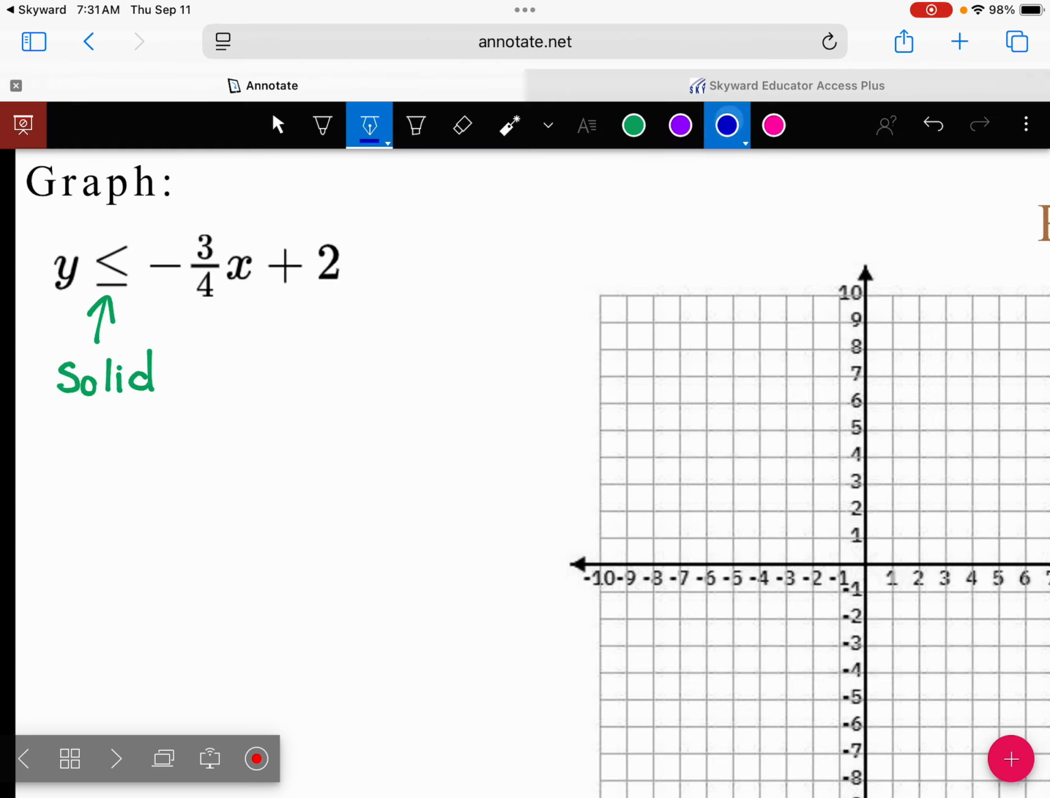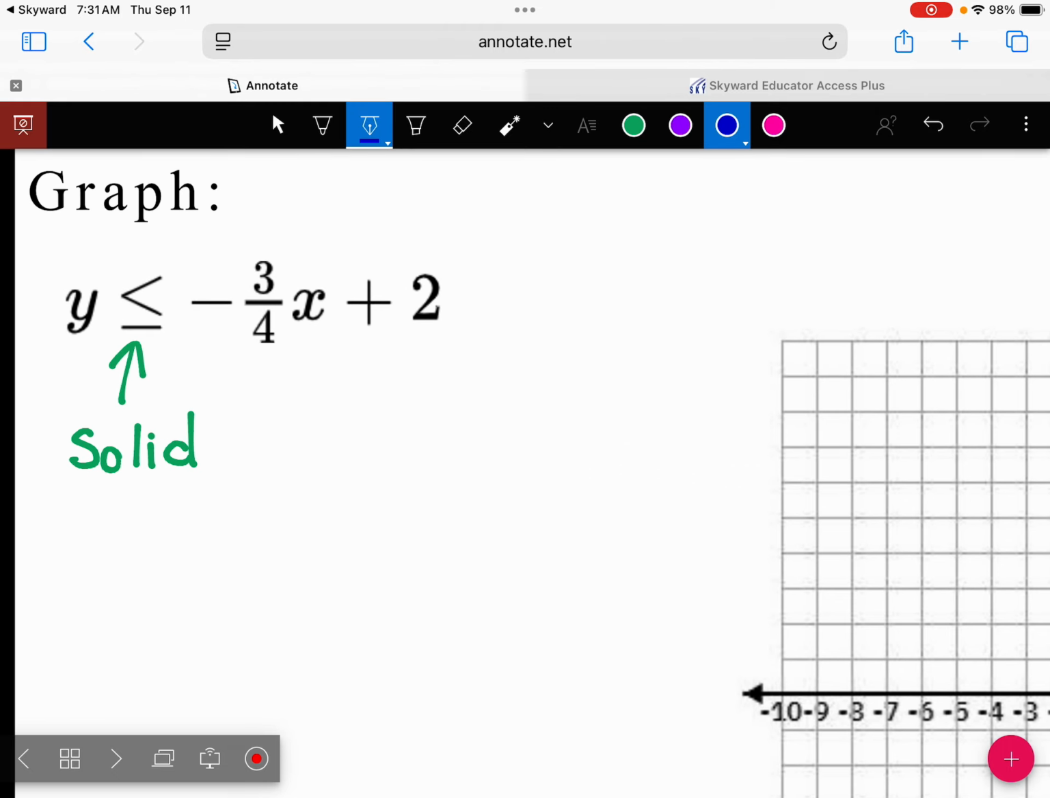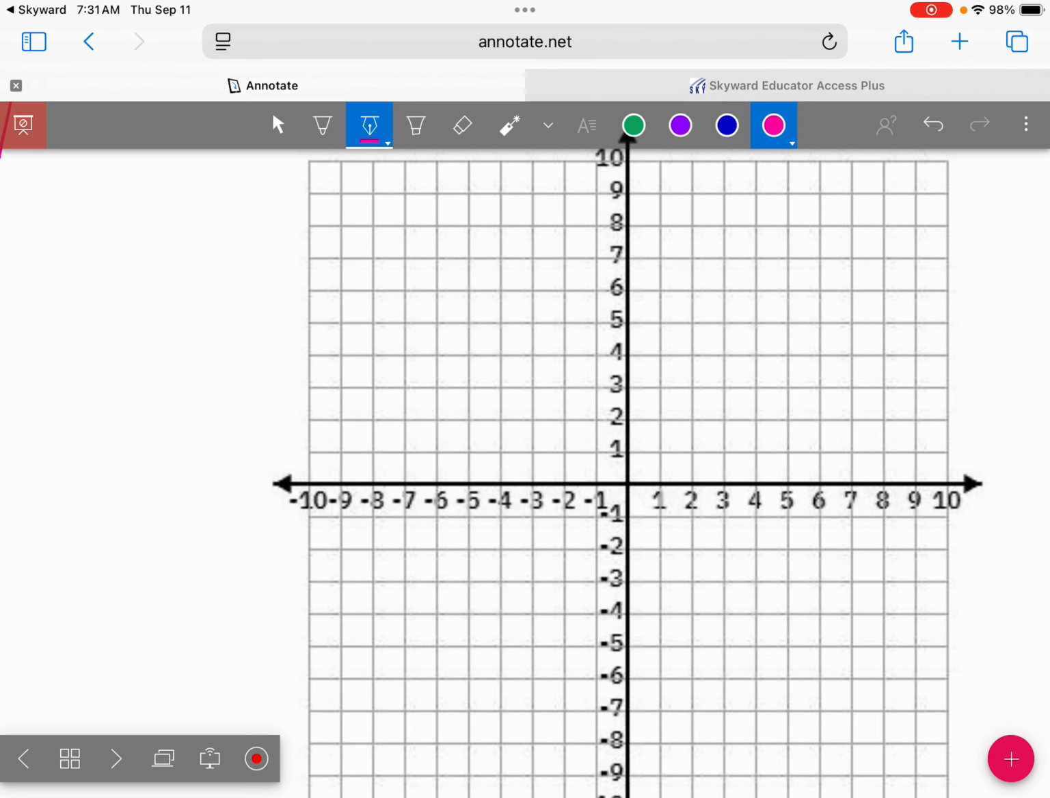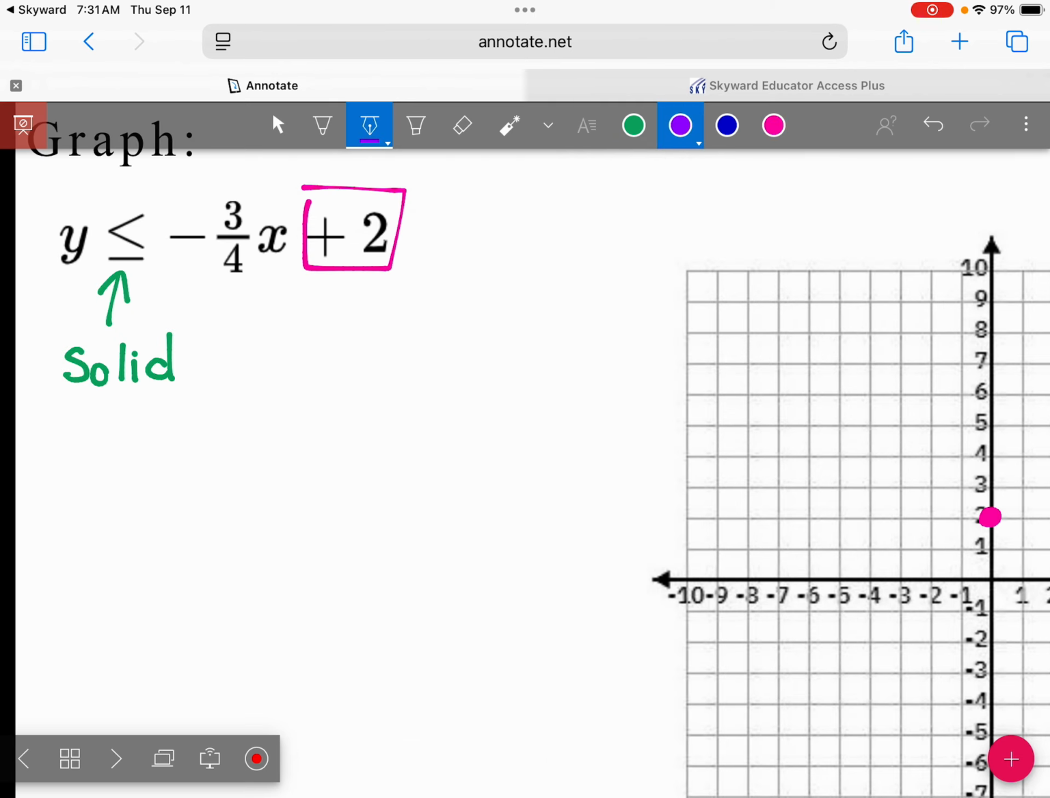Where's my first point going to be? 2. This is at my y-intercept. My b is this positive 2. So that's going to be this guy up here on our positive 2. How do I get my next point? Can you choose the negative sign or just pick one.